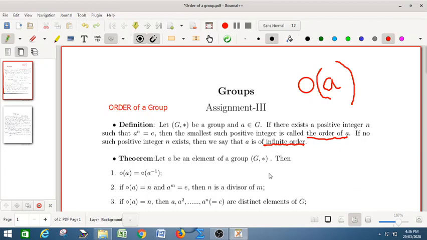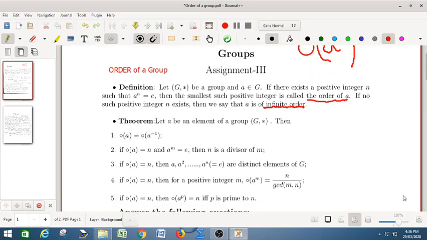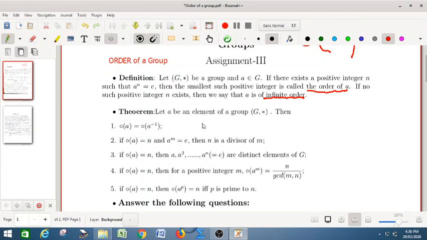After that, we'll discuss a very important theorem. Let a be an element of a group (G, *). Then the order of a is exactly equal to the order of a inverse. So the order of a is equal to the order of a inverse. If the order of a is n and a to the power m is e, then n is a divisor of m. This is a very important property.